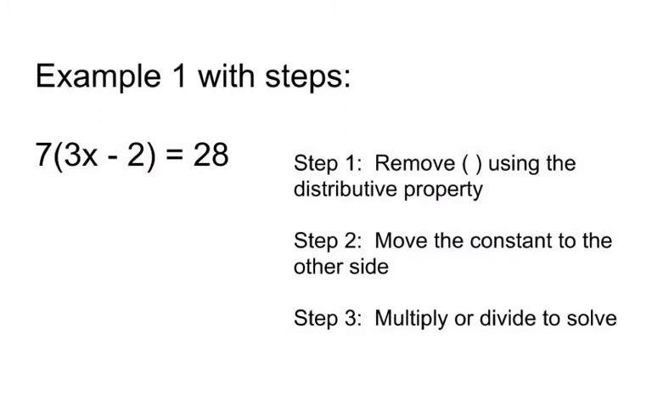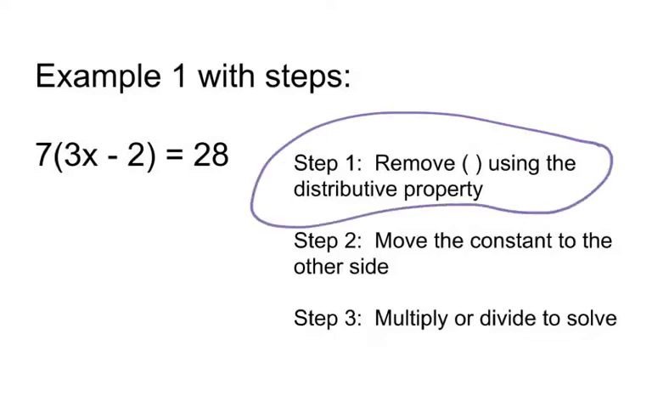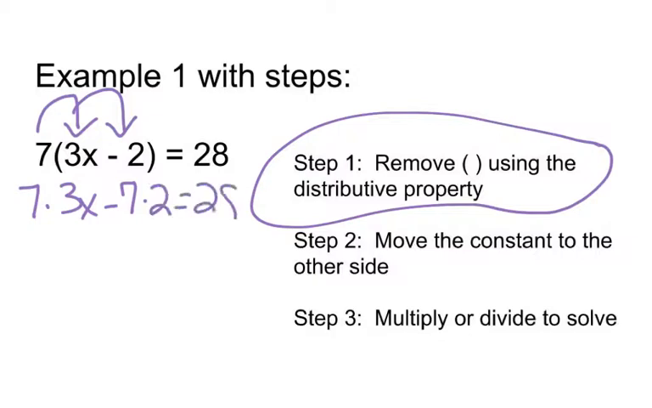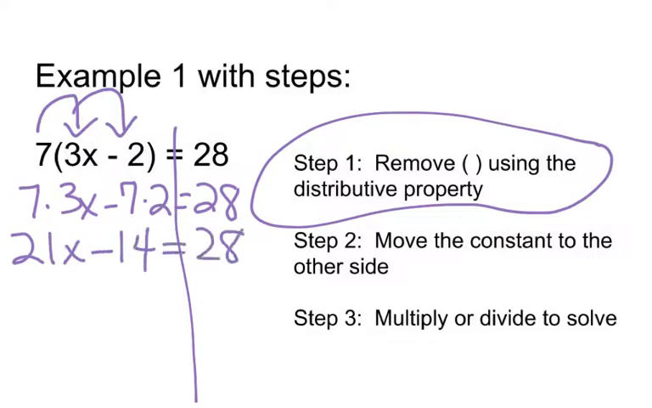So here are the steps that you have in your notes. The first thing we're going to do is remove the parentheses using the distributive property. What the distributive property says is that we're going to take the factor and distribute it to what's in the group of parentheses. So this is going to be 7 times 3x minus 7 times 2 equals 28. So that's 21x minus 14 equals 28.